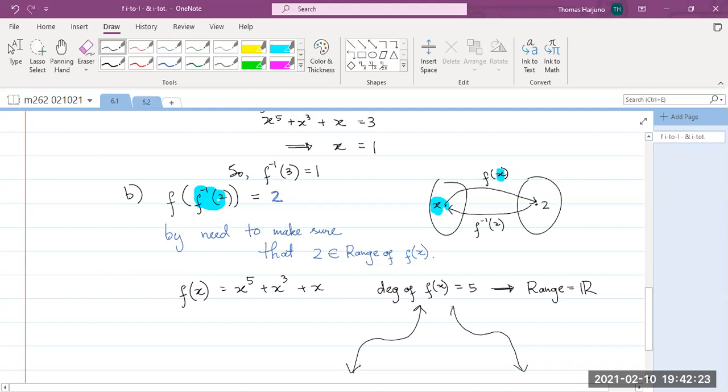Now, it relies on your pre-calculus though. When we learn polynomials, if your polynomial has an odd degree, then the far end behavior must be opposite, -infinity to infinity or +infinity to -infinity. So this way it guarantees that 2 is in the range. Okay, so 2 is in all real numbers, which is the range of the function.